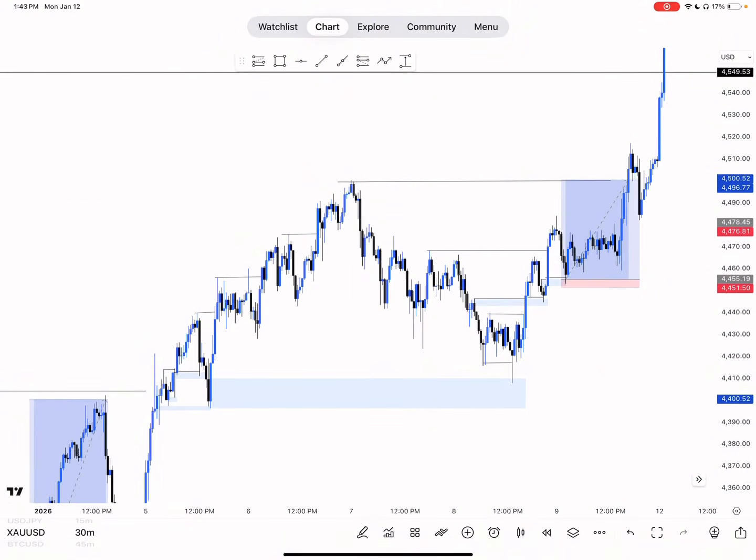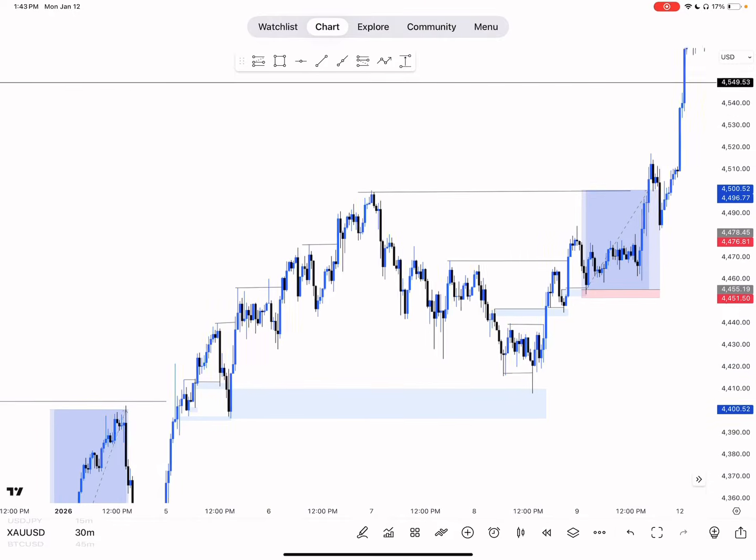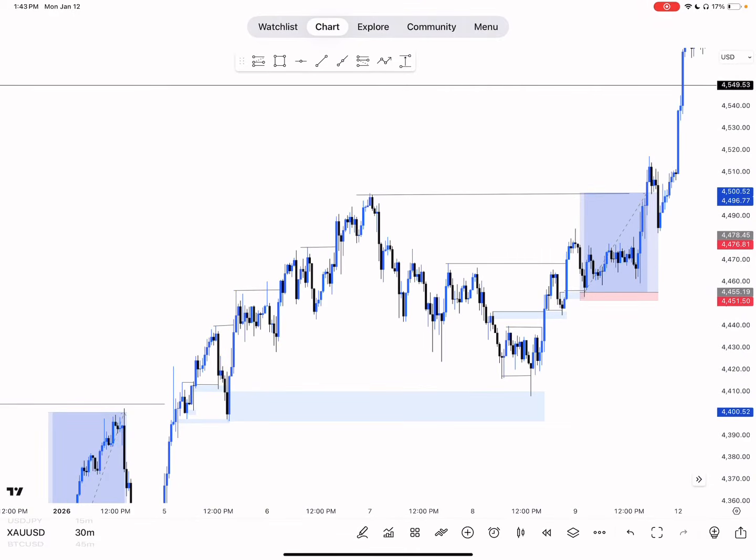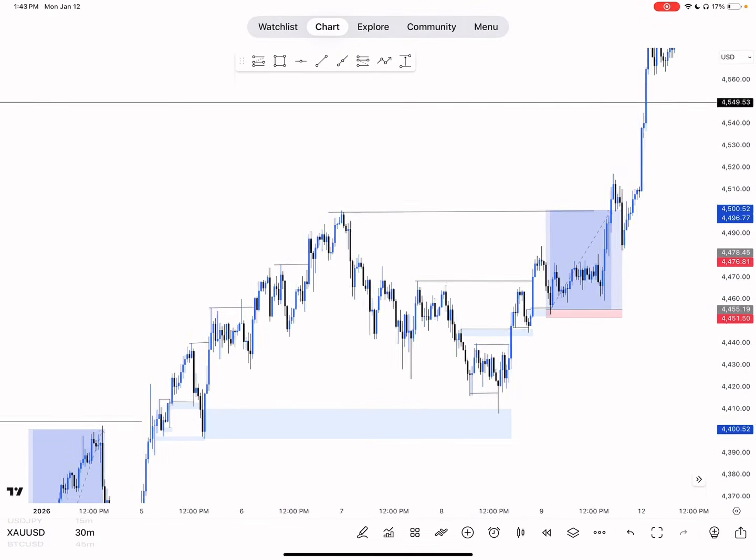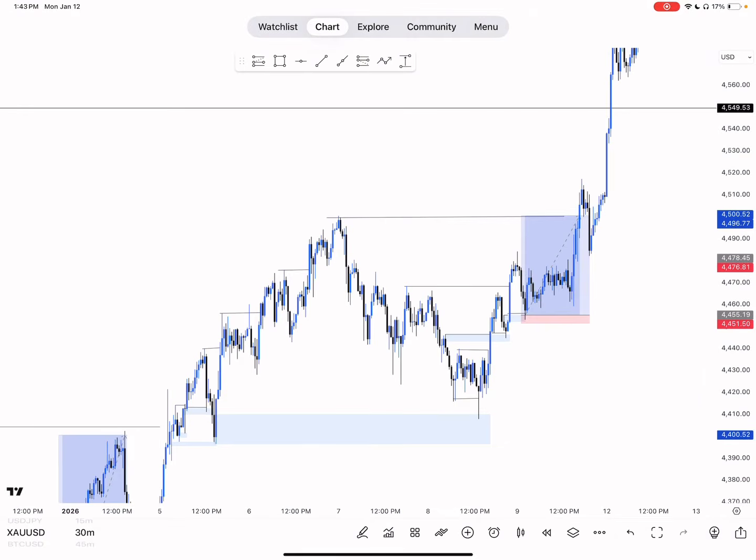If you don't understand this, you will keep entering at the worst possible time. So guys, I am going to explain the meaning of inducement to you on this chart, and how to not fall for these inducement traps in the chart.